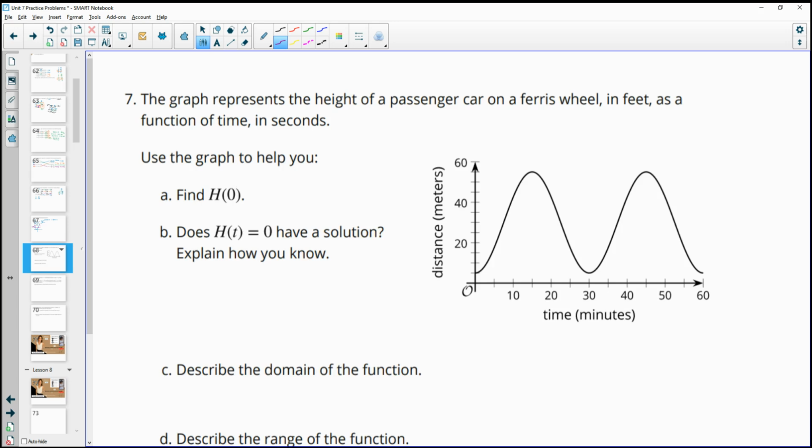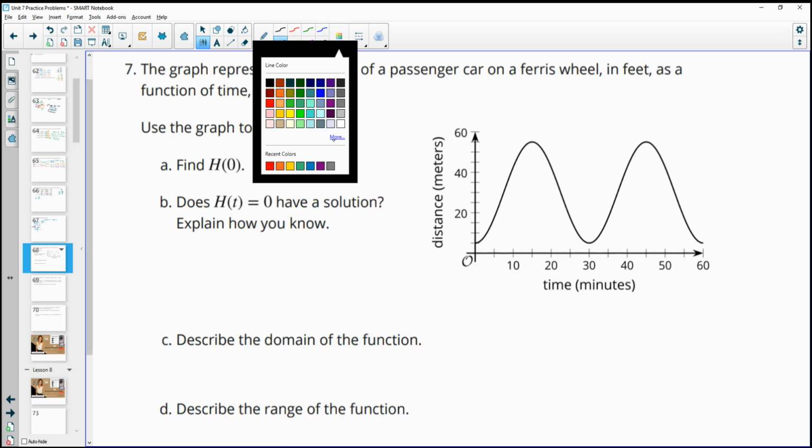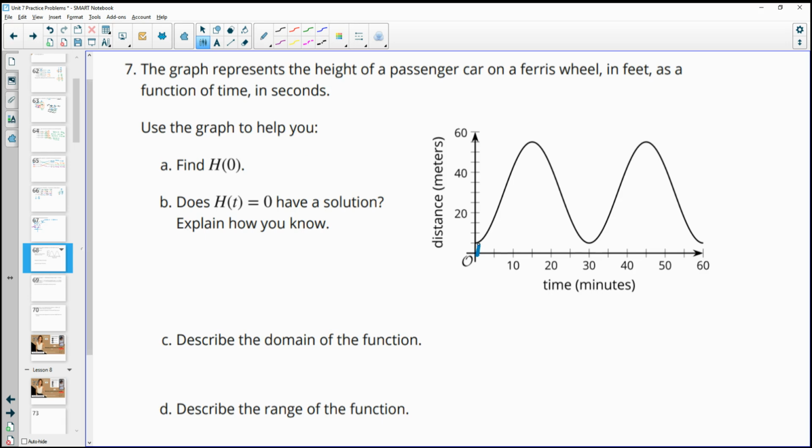Number 7, the graph represents the height of a passenger car on a Ferris wheel in feet as a function of time in seconds. Use the graph to help you find h of 0. So h of 0, remember, is going to be right here at 0. And what's the graph on that 0 line? That is here. And we've got 1, 2, 3, 4 dashes splitting up 20. So 20 divided by 4 is 5 for each of these. So that first dash is at 5.